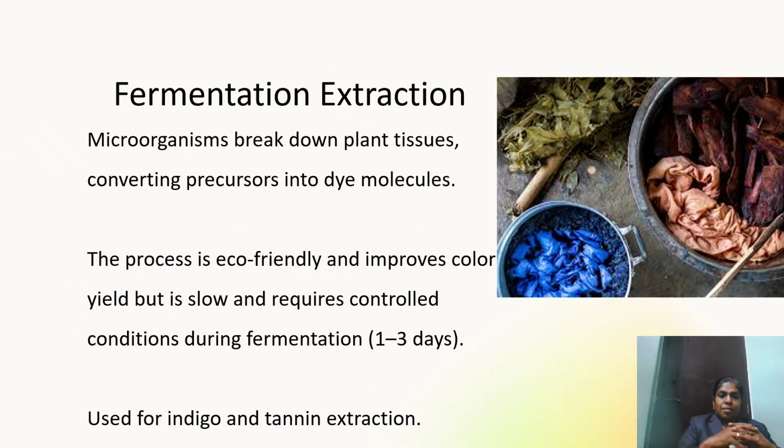Next one is fermentation extraction. It's a very eco-friendly method of extracting natural dyes. Here microorganisms are used to break down the plant tissues, converting the precursor into dye molecules. This process is eco-friendly and improves color yield, but it is a very slow fermentation process using microorganisms and requires controlled conditions. Usually we use fermentation extraction for indigo and tannin extraction.